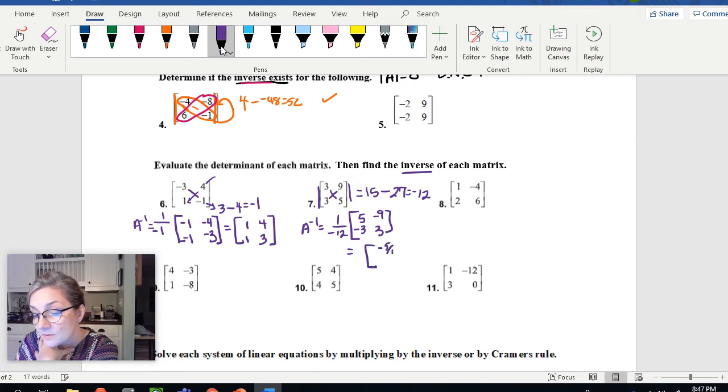Negative 5/12. 3 over 12 becomes 1/4, and it is positive. Negative times negative is positive. 9/12 reduces to 3/4, and it's going to be positive 3/4. And then 3/12 is going to be 1/4, and it's going to be a negative 1/4. Okay, there's its inverse. There you go.